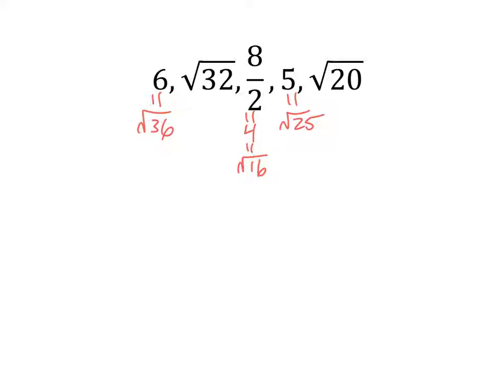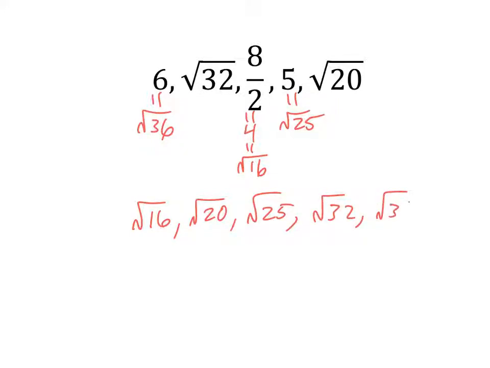So here the smallest one would be the square root of 16. And then we have the square root of 20, the square root of 25, square root of 32, and the square root of 36. Okay, so now let's just rewrite them back into the forms that we were given.